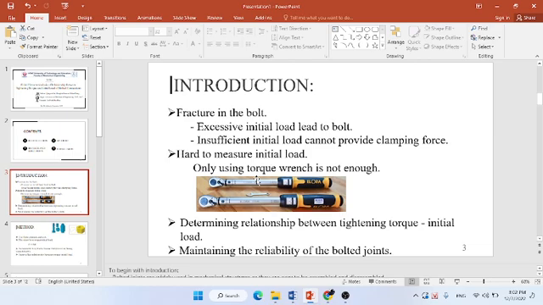It is hard to measure the initial load during the assembly process, so the common practice is using torque wrench to regulate the tightening torque, but only using torque is not enough. For that reason, determining the relationship between tightening torque and initial load is very important to maintaining the reliability of the bolt joints.